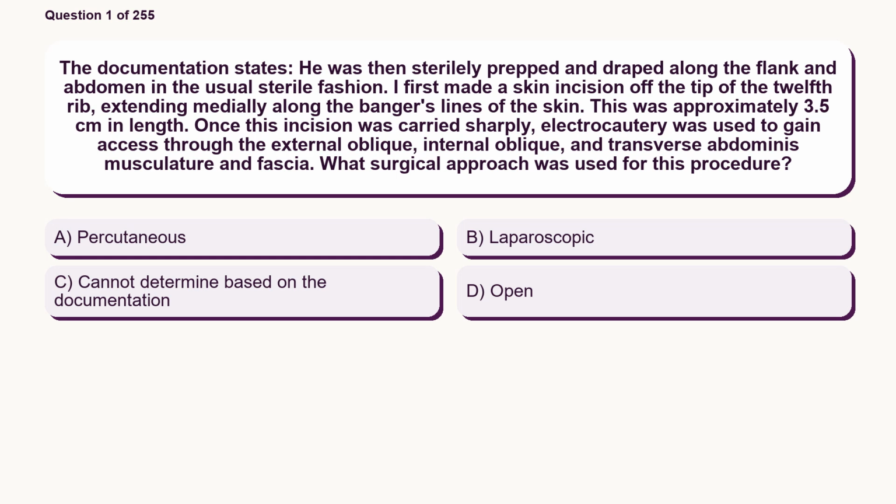Question 1. The documentation states, he was then sterilely prepped and draped along the flank and abdomen in the usual sterile fashion. I first made a skin incision off the tip of the 12th rib, extending medially along the Langer's lines of the skin. This was approximately 3.5 centimeters in length. Once this incision was carried sharply, electrocautery was used to gain access through the external oblique, internal oblique, and transversus abdominis musculature and fascia. What surgical approach was used for this procedure?